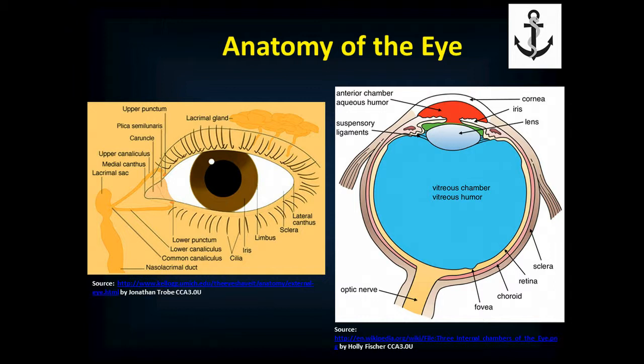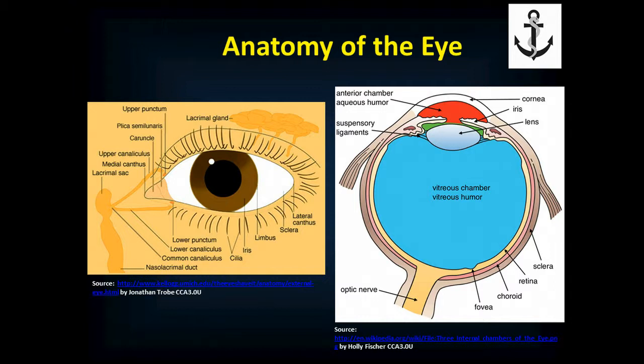The iris itself is the colored aperture of the lens. It opens and closes to let in more or less light and to focus. Behind that is the lens, which is suspended and forms basically the backside of the anterior chamber. Behind that is the posterior vitreous chamber filled with vitreous humor. That's not really regenerated. If that's lost, it's gone.